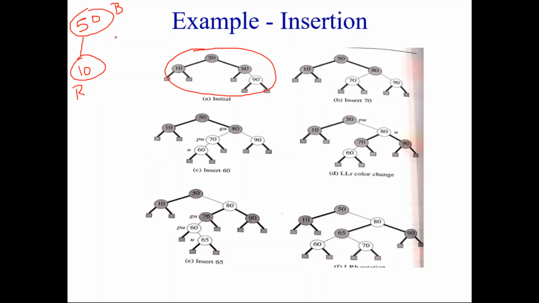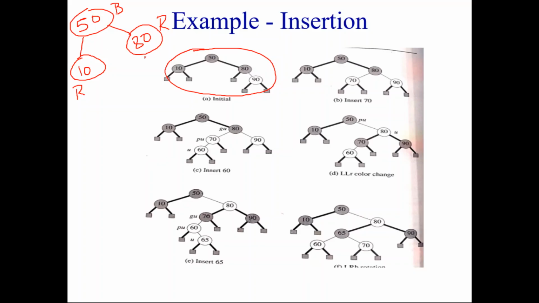Then when you add 80, it will also be added in what color? Whenever you add a new node, it should be added as red color. So 10 will be added as red and it will check, is it violating any principle? Is 10's parent red? No, it's not red, so it's not violating. 80's color is also red. Again after 80 you have to check whether 80's parent is also red. No, it's not red, so it's not violating. Fine.